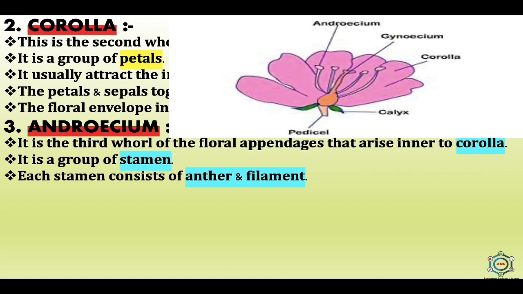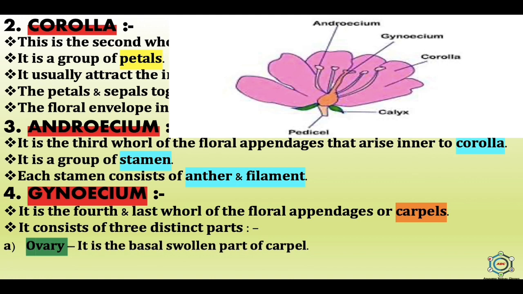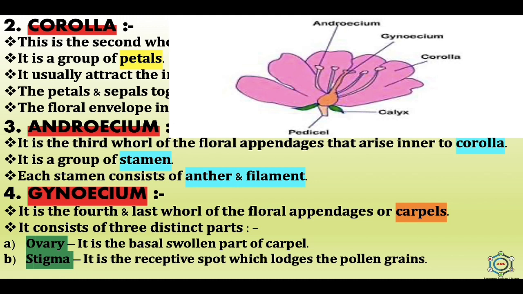Now the fourth whorl, that is the gynoecium, and the floral appendages are the carpels. It consists of three distinct parts, in which the first one is the ovary, which is the basal swollen part of the carpel. Second is the stigma. It is the receptive spot which lodges the pollen grains. And the third is the style. It is the connection between the stigma and ovary.